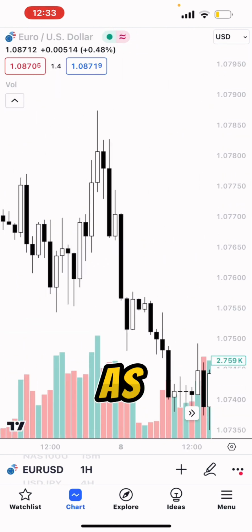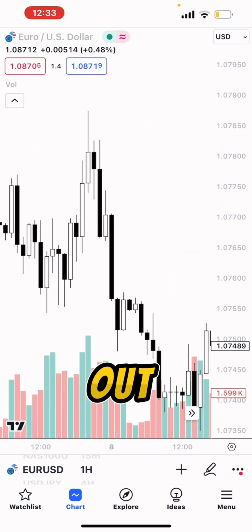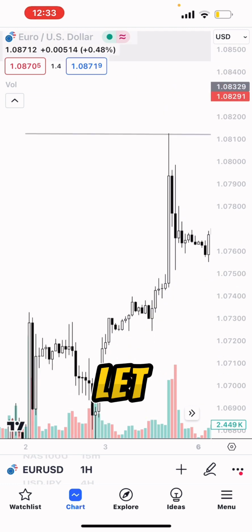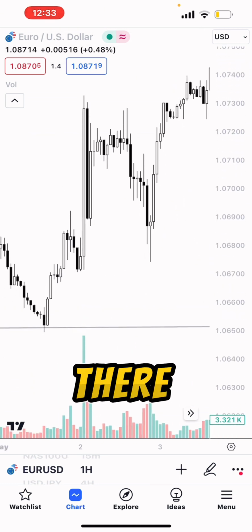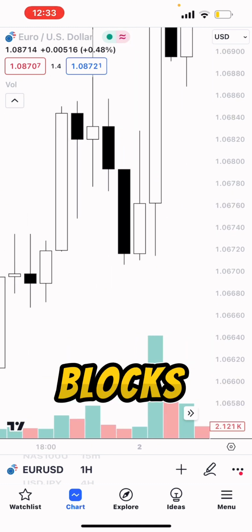And as you can see, there's order blocks everywhere. There's order blocks over here. There's order blocks down over here. Hold on, I'm gonna try to find some more. There's order blocks right there. That's an order block. There's order blocks everywhere.